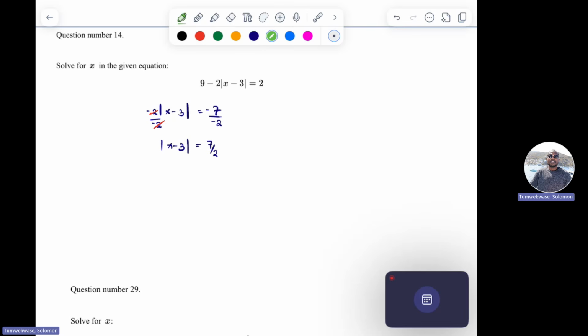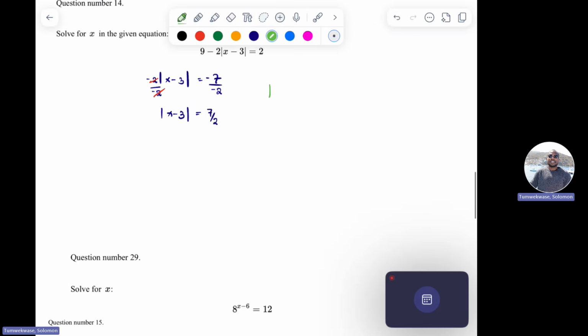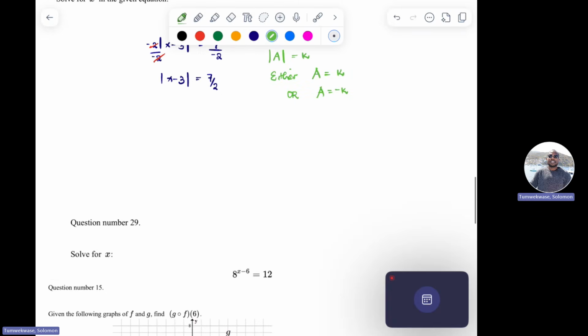Now, remember, whenever I have an absolute value of something equal to some number, then this means that either a is positive k or a is negative k. So whenever I have an absolute value, it means two cases, right?